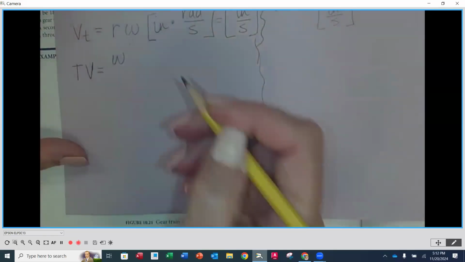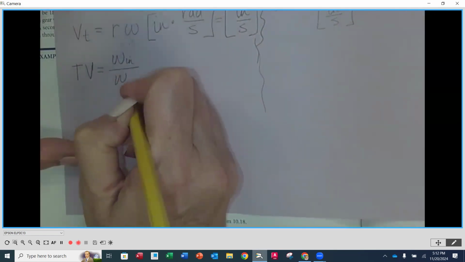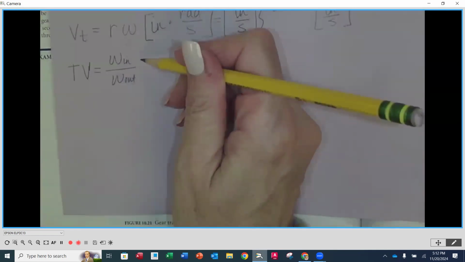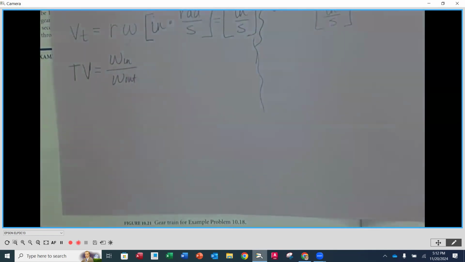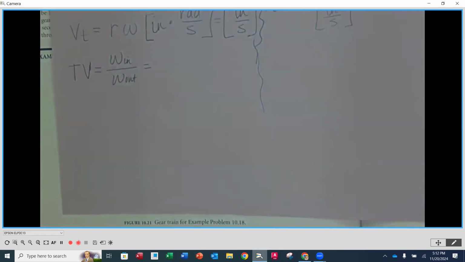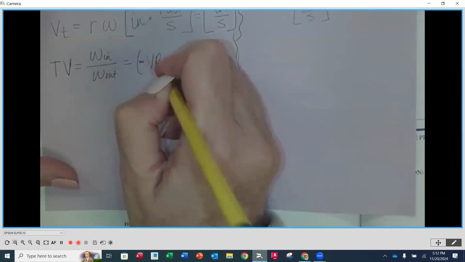So we're just going to go angular velocity in compared to, or in ratio to, our angular velocity out. So that might be, in this case, gear 2 to gear 7. So this would be 2 on top and 7 on the bottom. But we can also calculate it, and we do calculate it, with the individual velocity ratios, however many there are. So we are going to put a negative in front of each one of these velocity ratios.